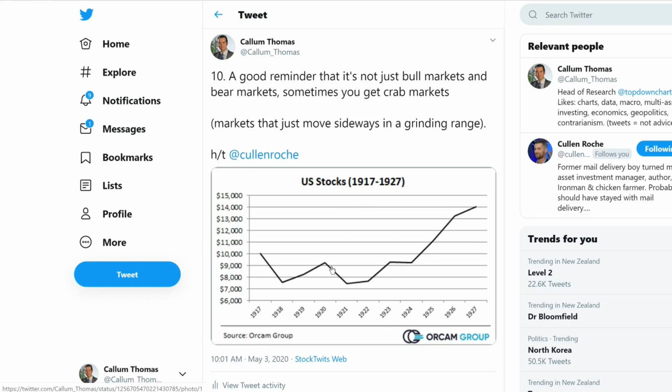And it's not something to necessarily get sad about, because these kind of ranging markets can actually turn up some pretty solid opportunities for active investors. Play the range.